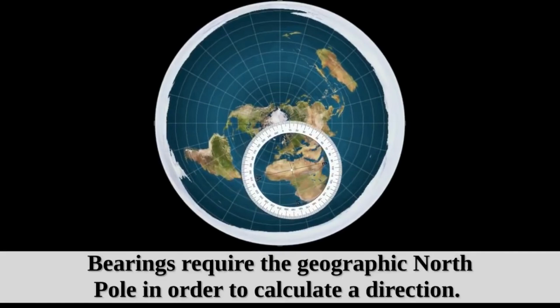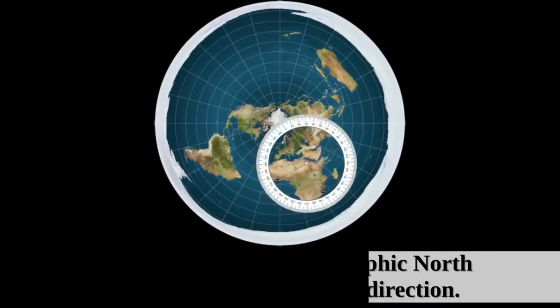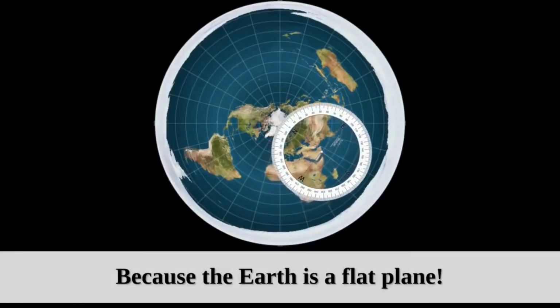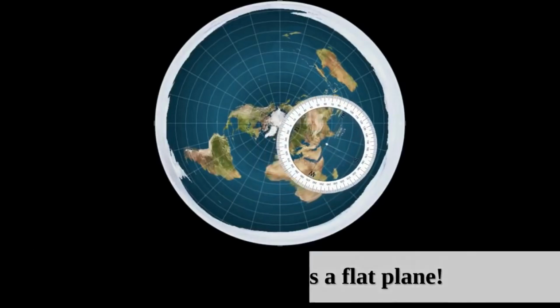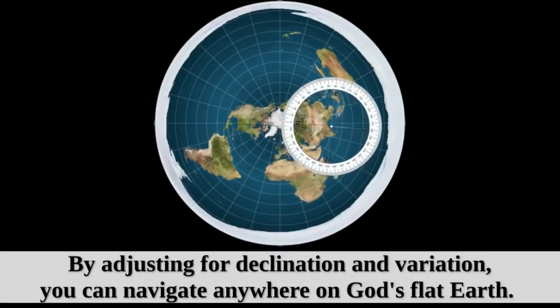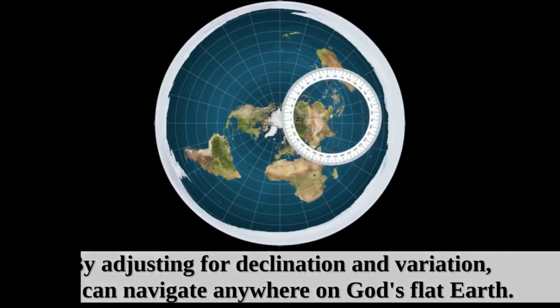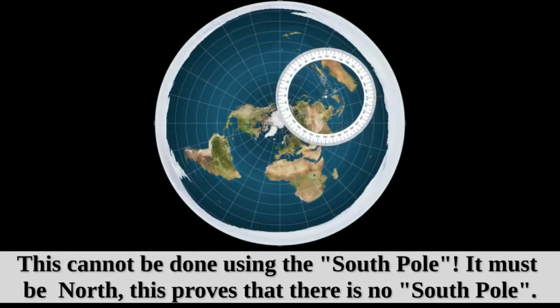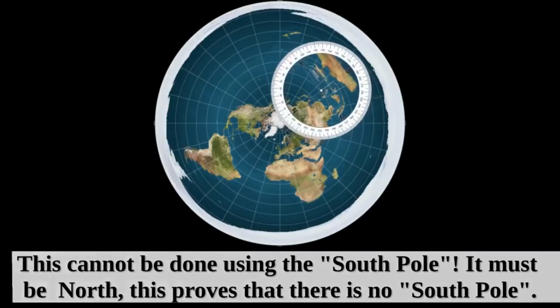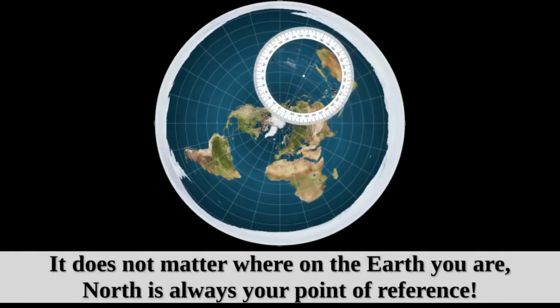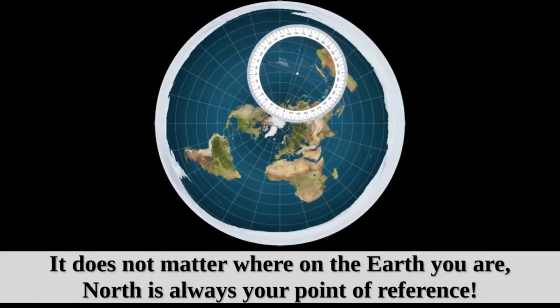Bearings require the geographic North Pole in order to calculate a direction, because the Earth is a flat plane. By adjusting for declination variation, you can navigate anywhere on God's flat Earth. This cannot be done using the South Pole. It must be north. This proves that there is no South Pole. It does not matter where on Earth you are, north is always your point of reference.